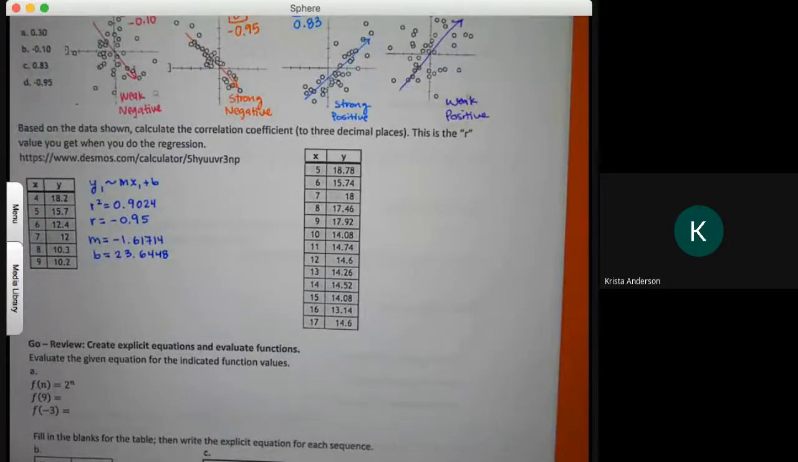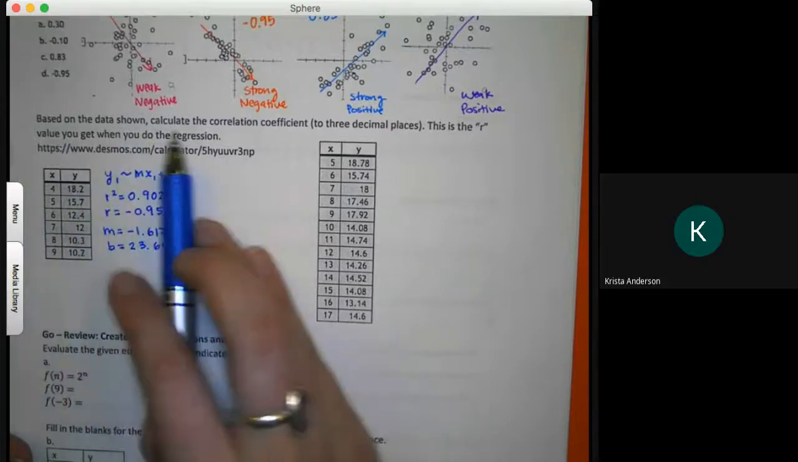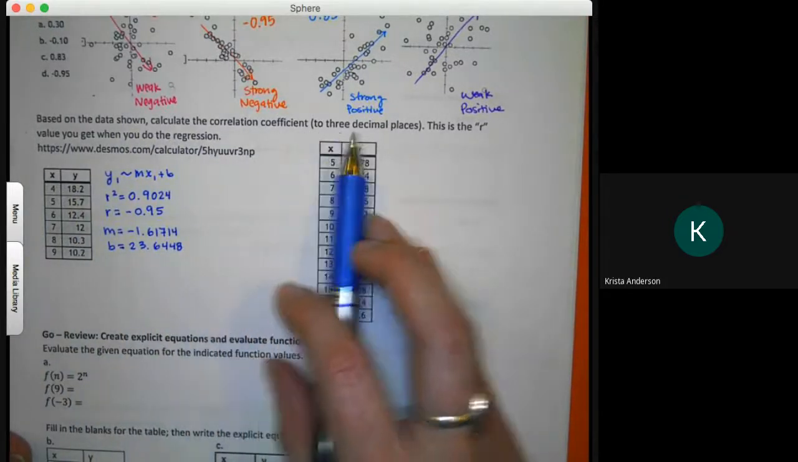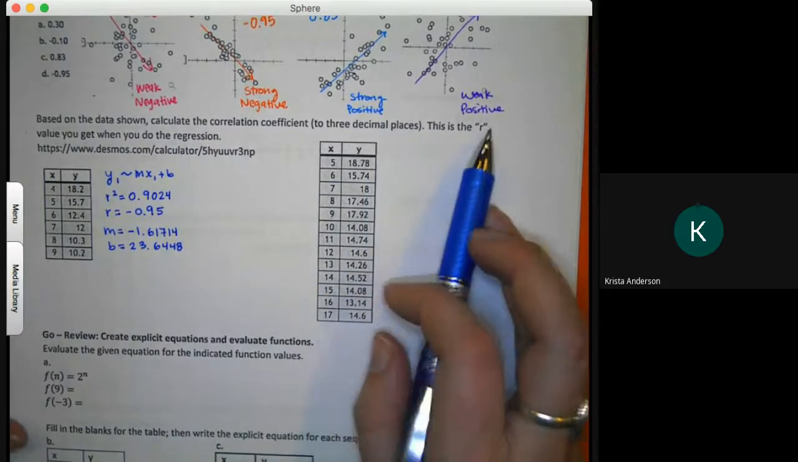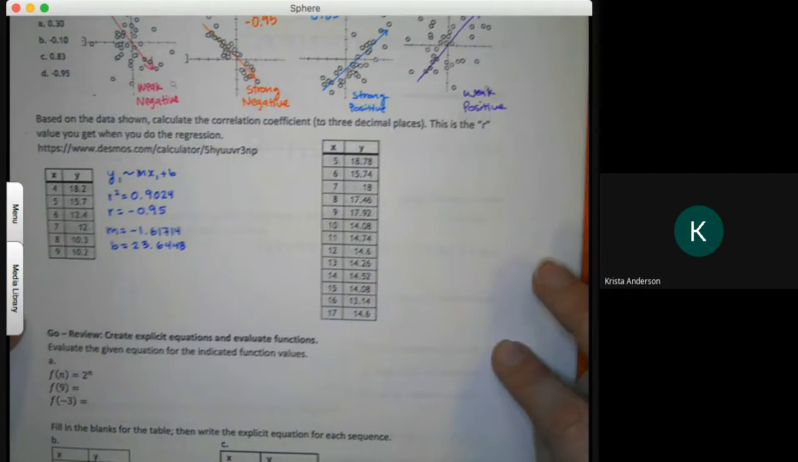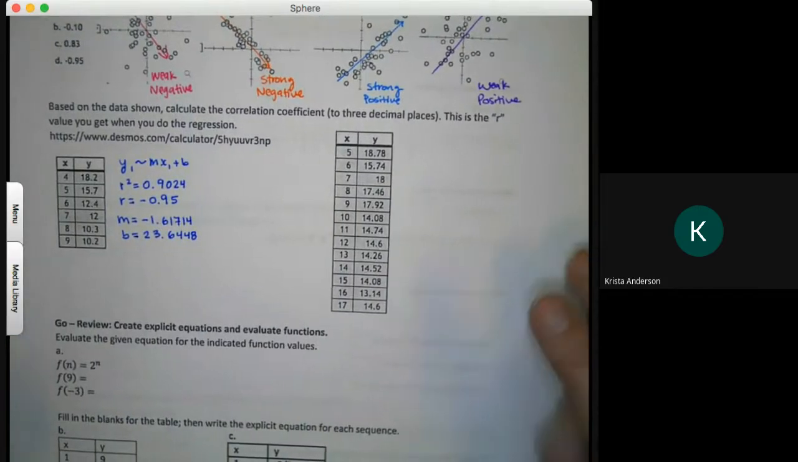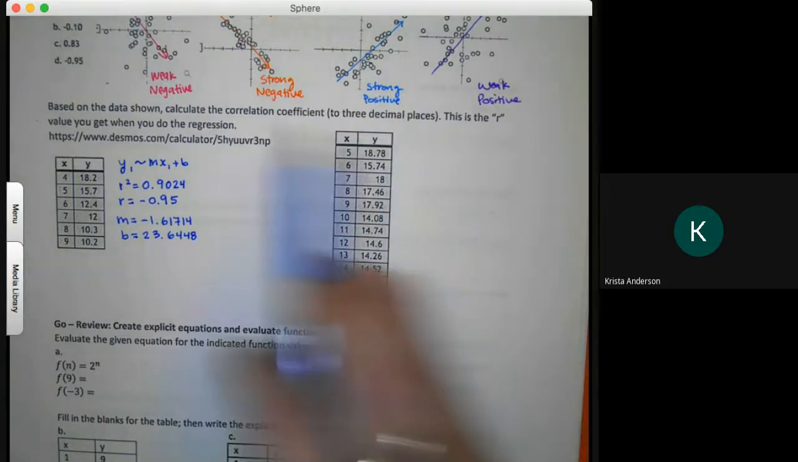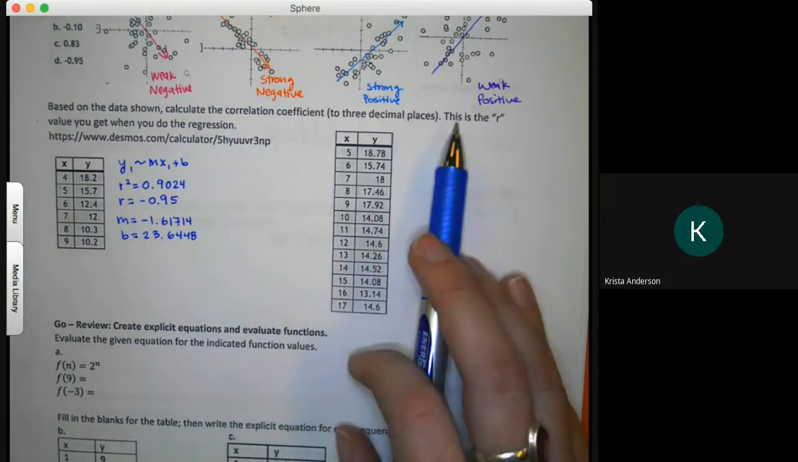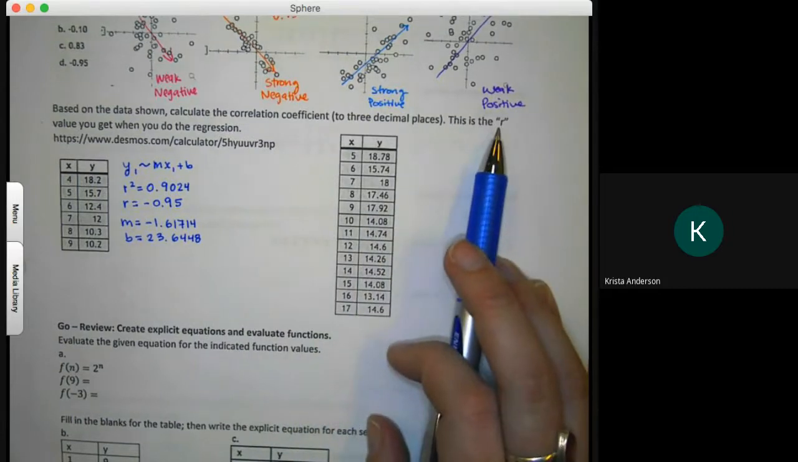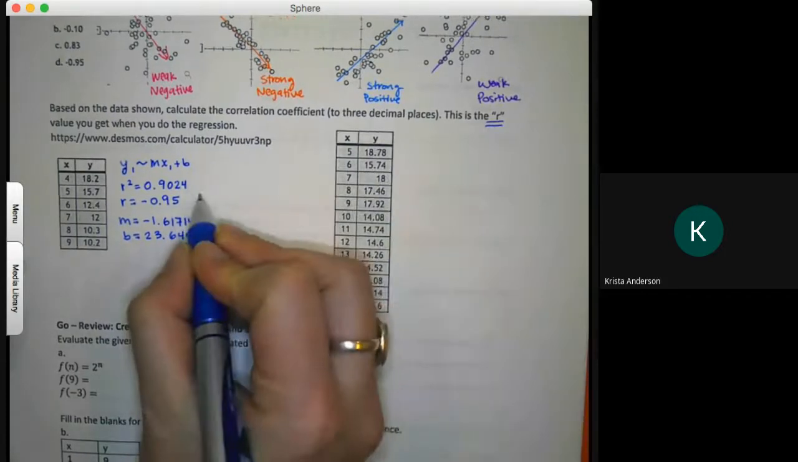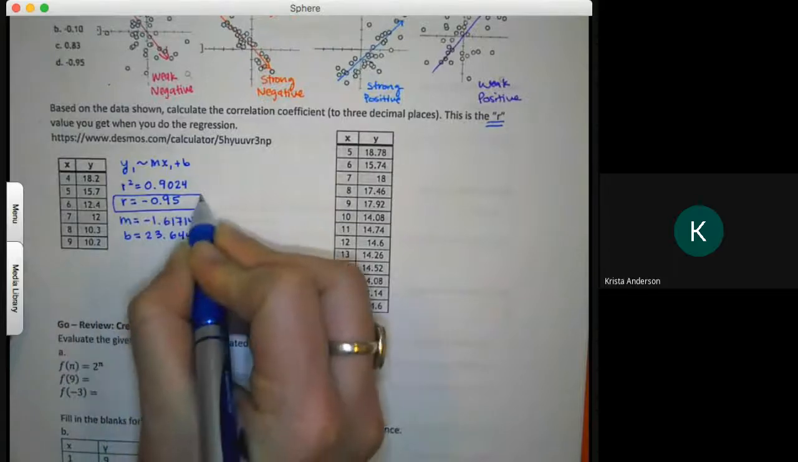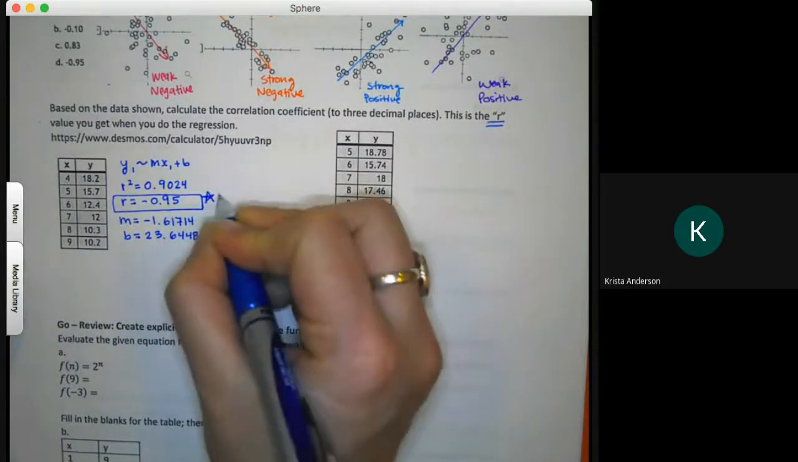Okay, so now that I've copied that over, based on the data shown, calculate the correlation coefficient to 3 decimal places. This is the R value you will get when you do the regression. Out of all of that data to pull from, which one is the answer? The correlation coefficient, this is the R value. What is R? My correlation coefficient, this is what I would enter in.